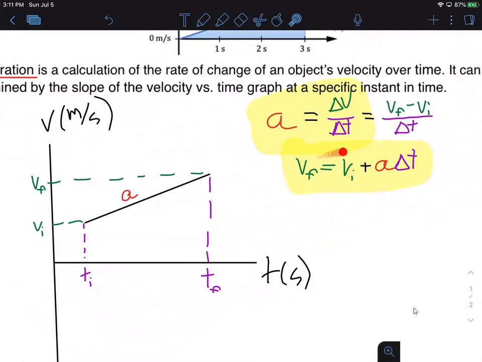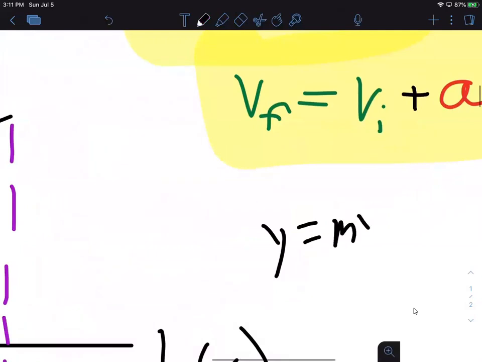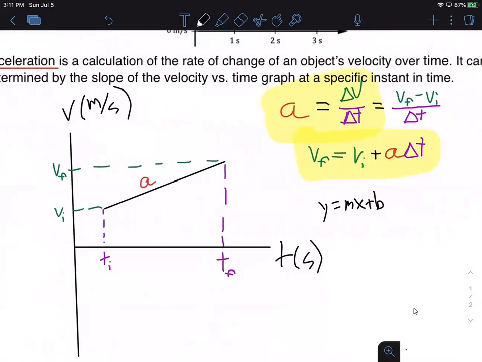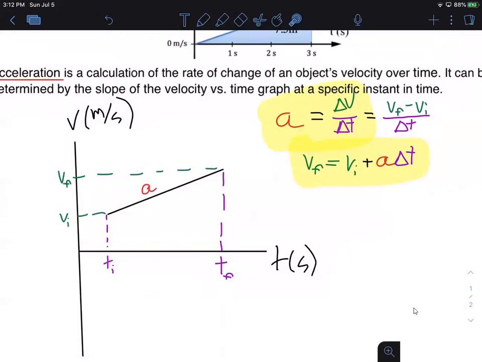This equation, if you look hard enough at it, can sort of look like our standard slope-intercept form for a linear equation, y equals mx plus b, where the y variable is our final velocity, so wherever we're at. Our b is our initial velocity, our starting point. a is our slope, and delta t is our x variable. So it's a good way to relate it to some math equations for lines you might be familiar with.